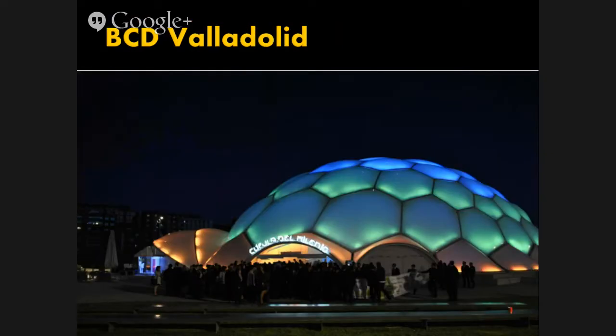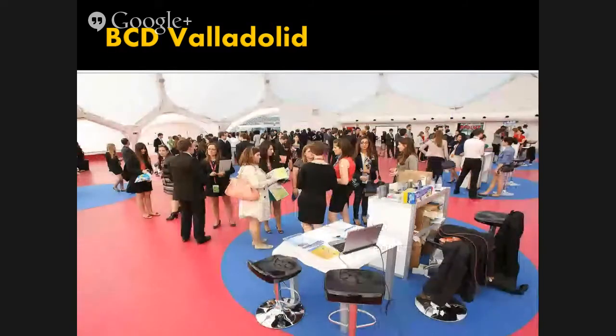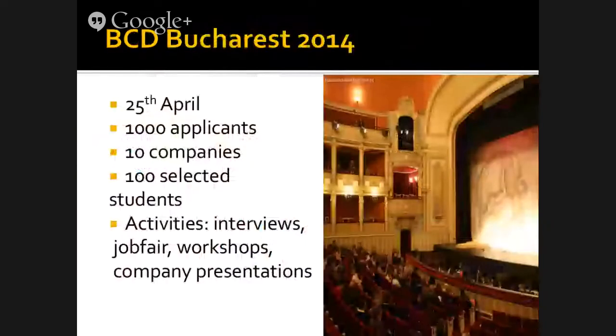So the previous edition happened in Valladolid, as some of you might already know. The event turned out to be a huge success. We received a really good evaluation from the companies as well as from the students. So here are some pictures from Valladolid. And we want to implement the same thing in Bucharest in 2014.